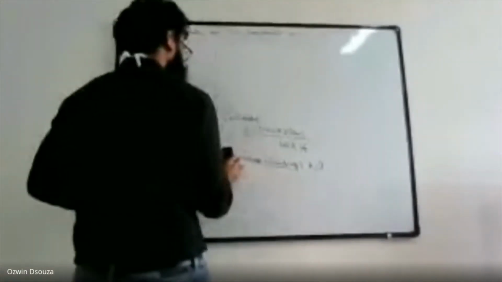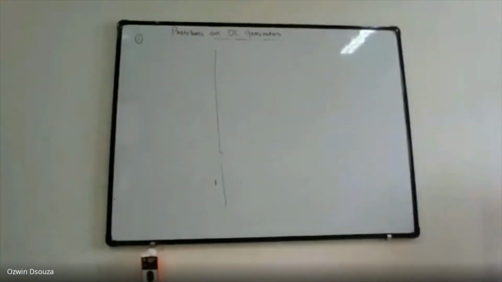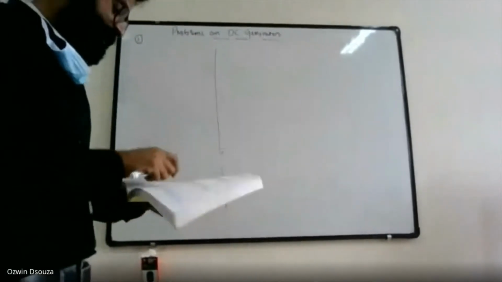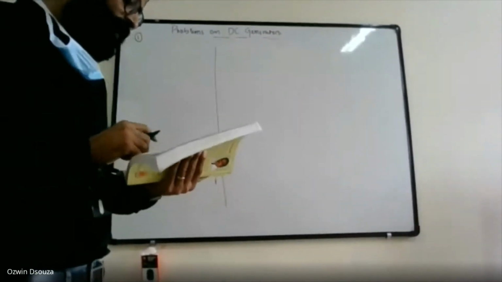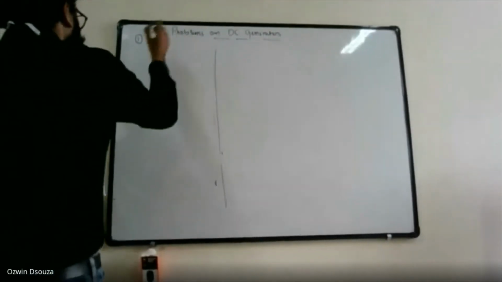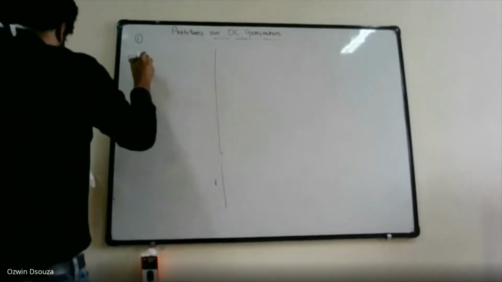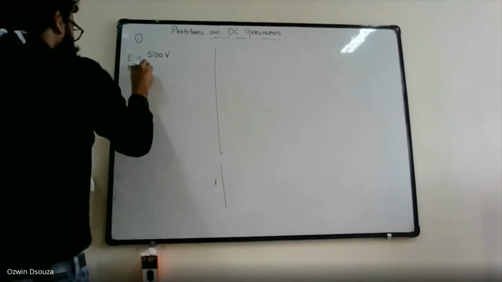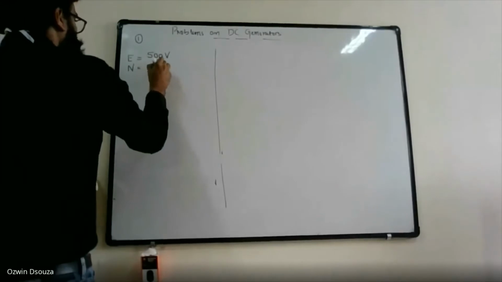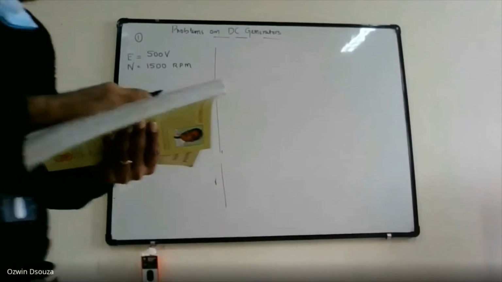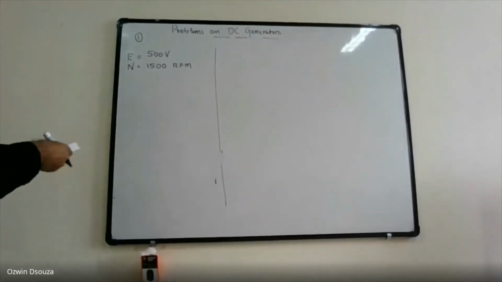Let us look at problem number 2. All right. Take down. The induced EMF in a DC generator is 500 volts when the generator is running at 1500 RPM. Full stop. Calculate the EMF induced.